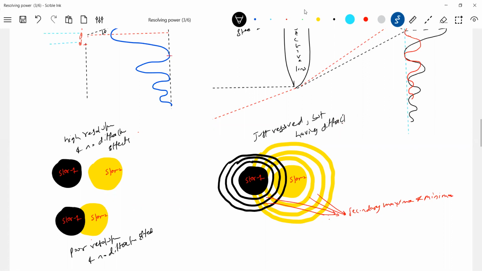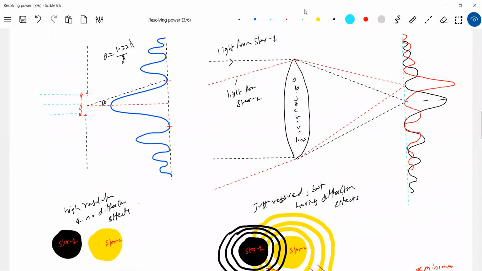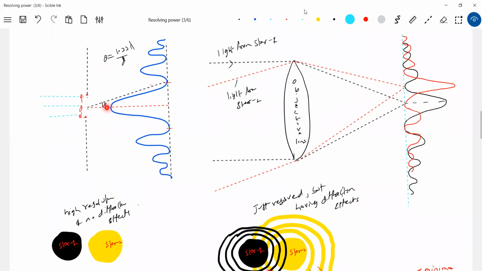Tell me what criteria you have to satisfy. It should have high resolution and no diffraction effects, because of diffraction, maxima and minima will come. So this is the condition for the telescope we should design. Okay, why did I bring 1.22 lambda? Yes, it's able to resolve. So the reason, okay, justified.